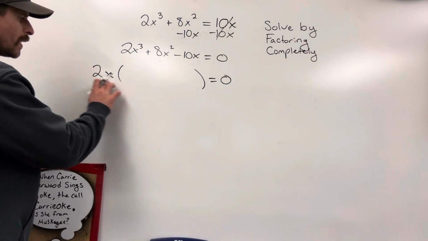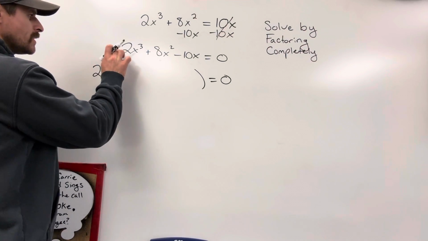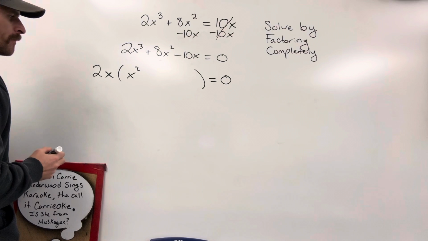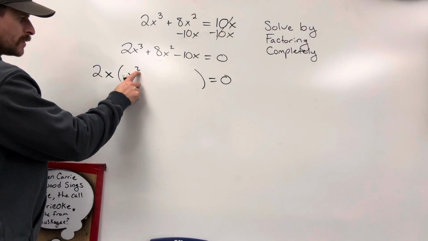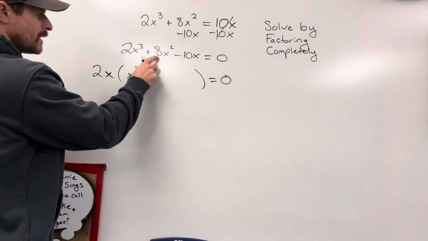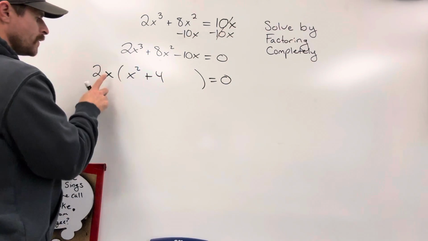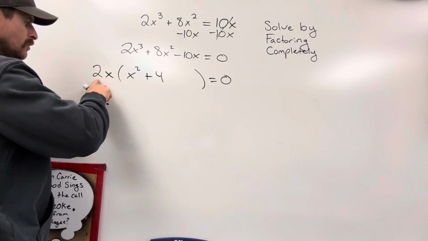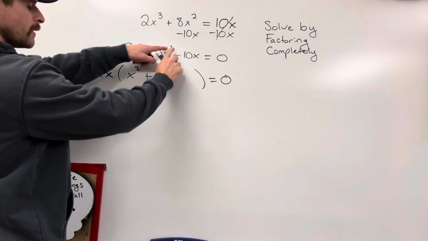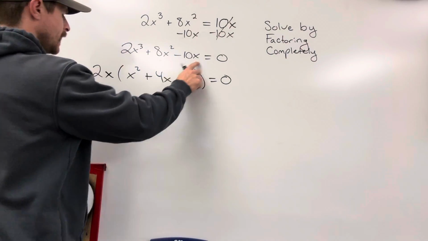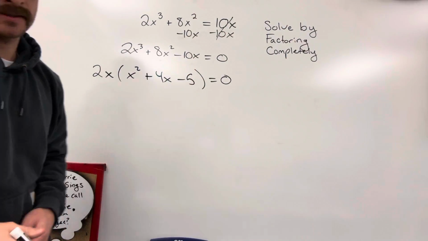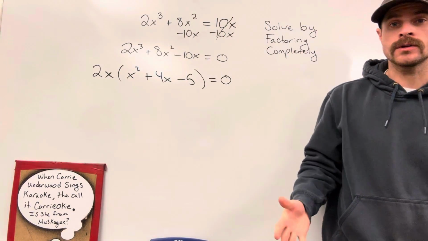Now 2x times something would make 2x cubed. What would that something be? It'd be x squared. 2x times x squared, the 2 and the hidden 1 would make the 3. Now 2 times what makes 8? Well, that's 4. We've got 1x, but we need 2 x's, so 2x times 4x would make 8x squared. And then last but not least, negative 10x: 2x times negative 5 makes negative 10x. So we have now factored out the GCF.